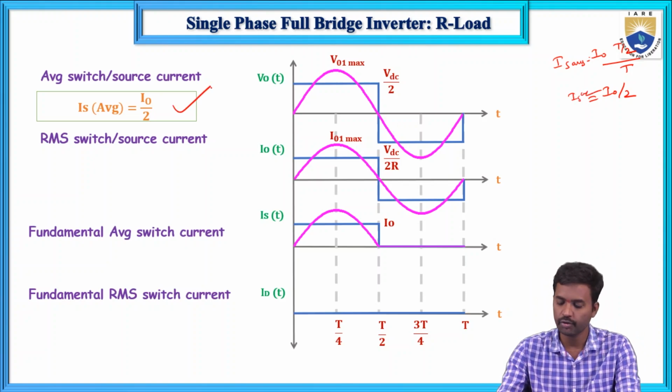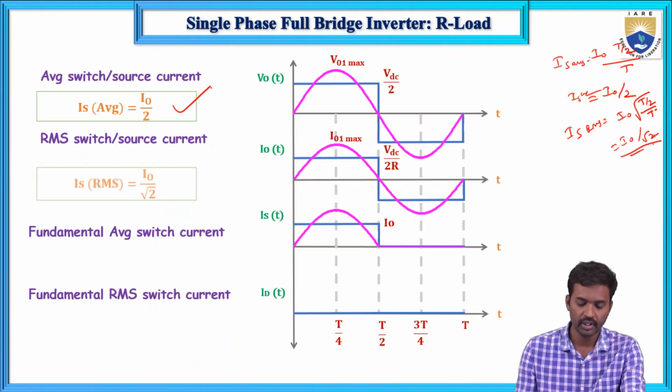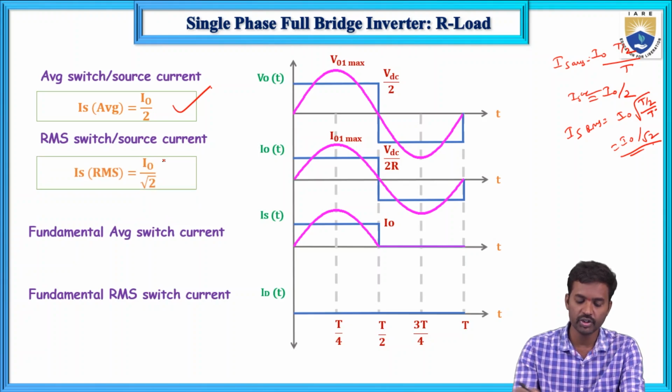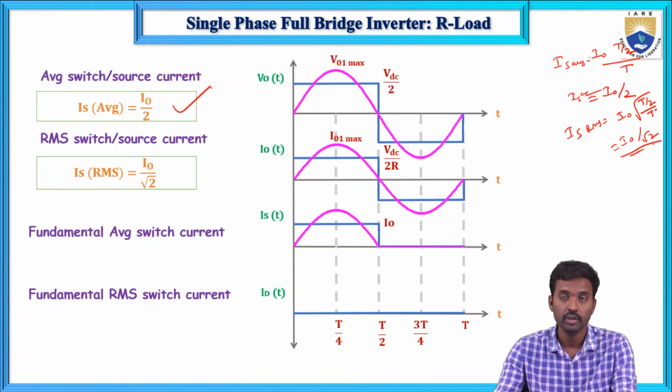And next, RMS value, how will we calculate? IS RMS equals I naught into root of T by 2 divided by T. So that is the case here, I naught by root 2. This is the I naught. Switch RMS or source RMS current equals I naught by root 2.